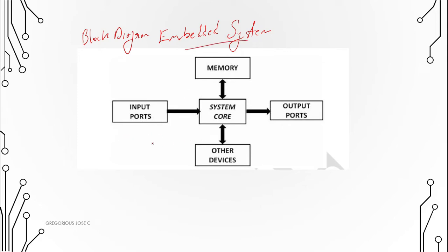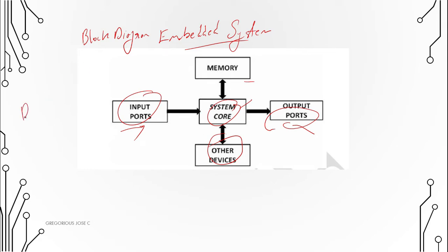So as I said, a block diagram consists of an input port. Through the input port, we are giving the instruction to perform a task. And there is an output port. Output port means the task will be performed, and there is a memory area, and there is a system core which consists of a processor or controller and its associated devices. So this is the general functional block diagram of an embedded system.